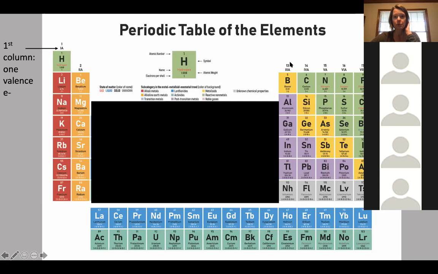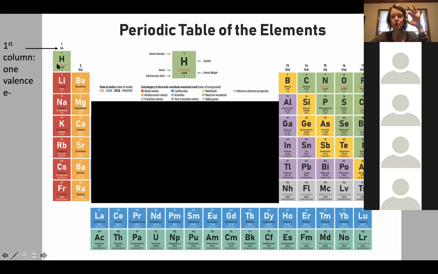That'll kind of throw you off once we get over here. But that Roman numeral 1, you can ignore the A as well. That's not an I. Well, I guess it is an I. It's a Roman numeral I, which is 1. That tells us that there is one valence electron in all of these elements.